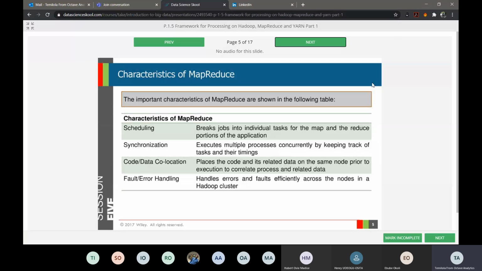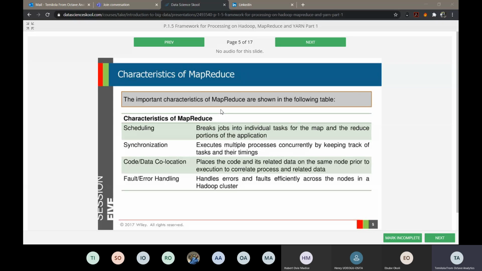Okay, so now let's look at the characteristics of MapReduce. Like I tell you guys, if you are going through your data science school platform, always take note of the points highlighted in light green or gray. The important characteristics of MapReduce, please take note of this. I'm talking about the general functionalities of MapReduce as regards the original Hadoop ecosystem.